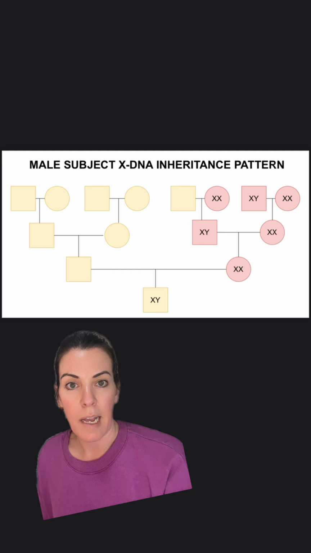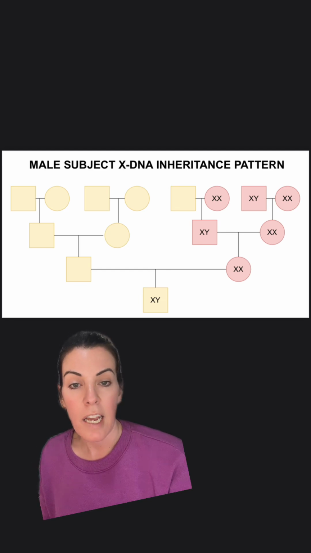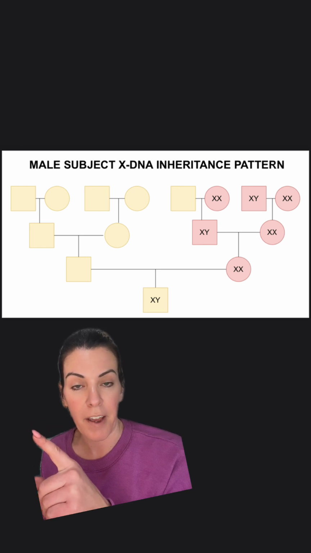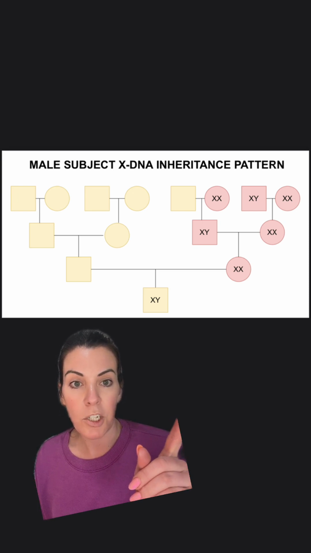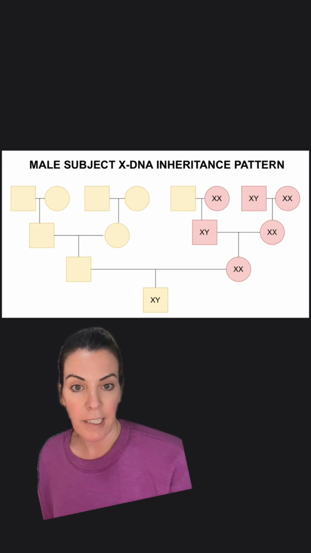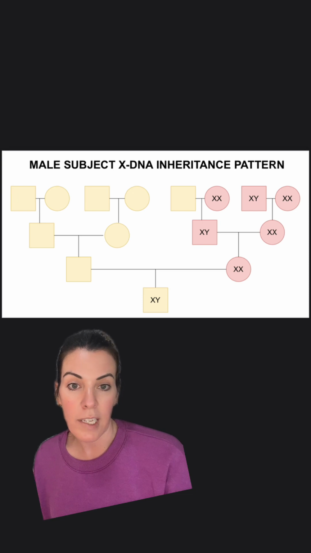So this is an example of how we would expect males to inherit their X DNA. So at the bottom of our family tree, we have a male subject. As you can see, he has an X and a Y chromosome. His Y chromosome comes from his father's side of the family. So he is not getting any X DNA from that side of the tree. But if you look on his maternal side, he is expected to receive his X DNA and would have connections to all of these people on that side of the tree.